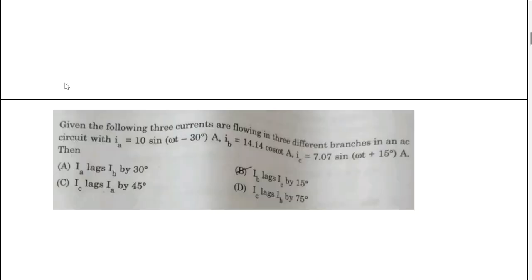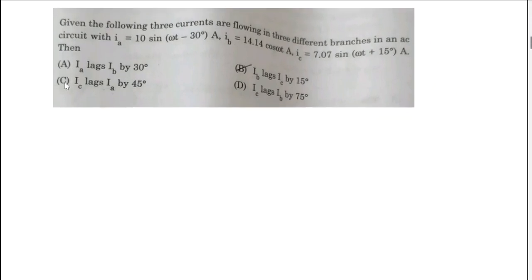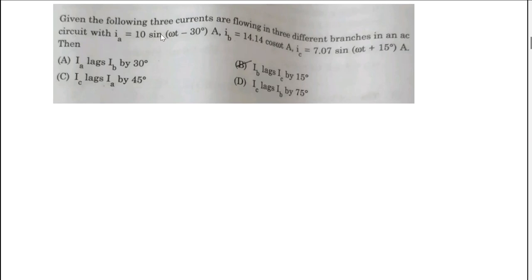We'll move to the next question. Given the following three currents flowing in three different branches in an AC circuit: IA is equal to 10 sin omega t minus 30 amperes, IB is equal to 14.14 into cos omega t amperes, IC is equal to 7.07 sin omega t plus 15 amperes. A similar kind of question is asked in the examination.